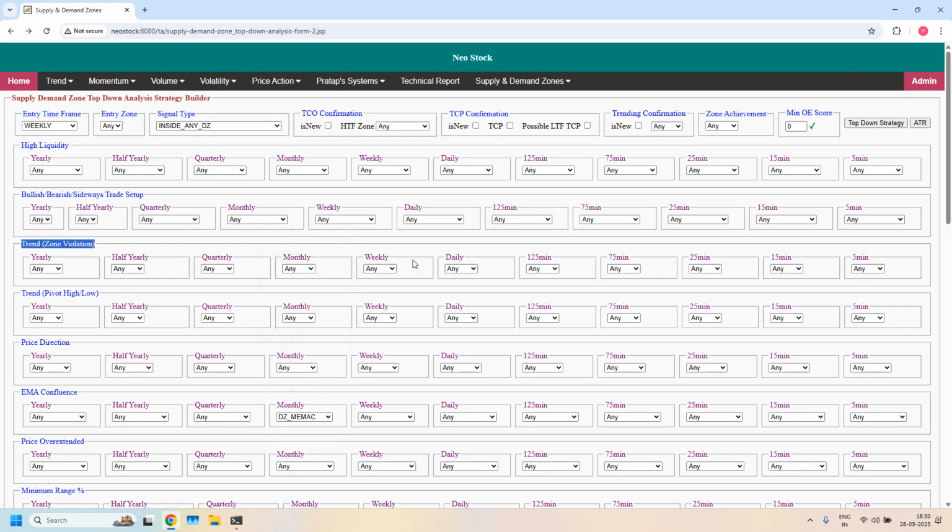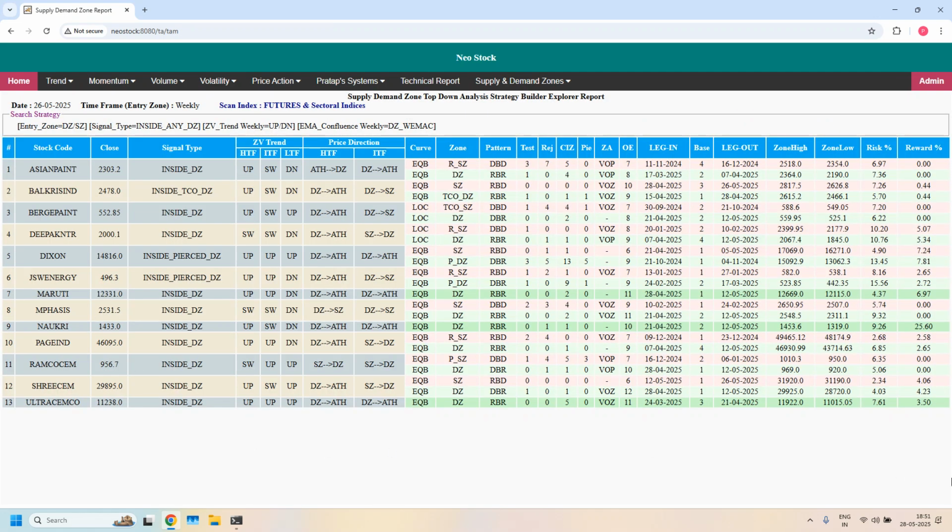Trend on the weekly. Some mistake I did here, sorry. Here at weekly time frame we have to check how many weekly demand zones having weekly EMA confluence, and also trend on the weekly should not be sideways, it can be up or down, because this is a weekly time frame inside weekly demand zone. So now 13 stocks are filtered.